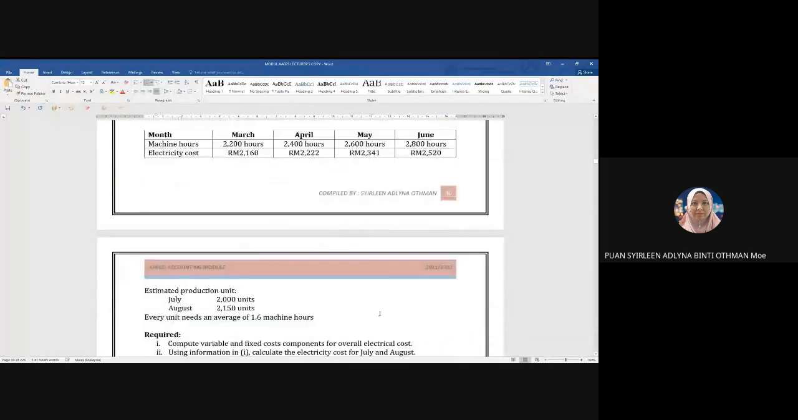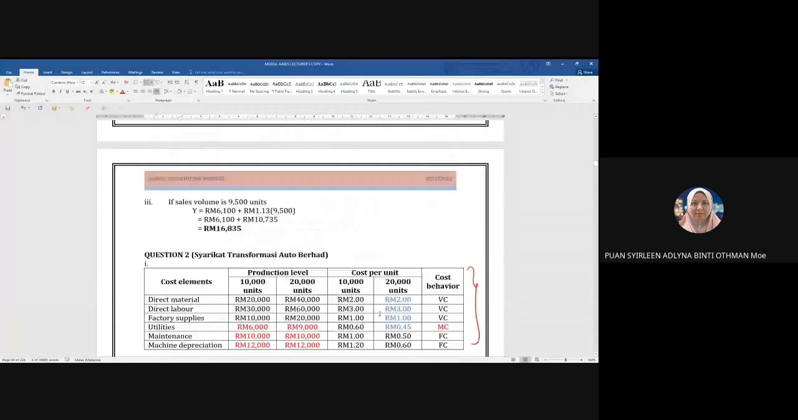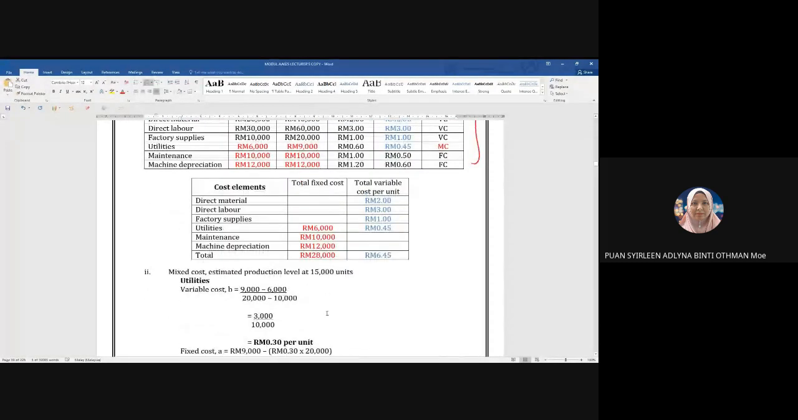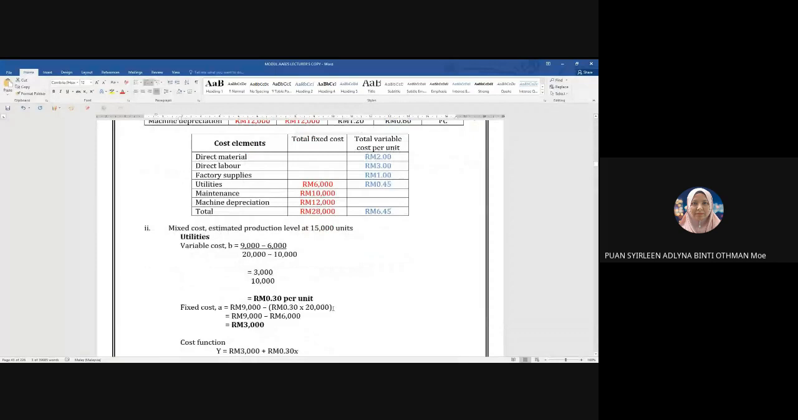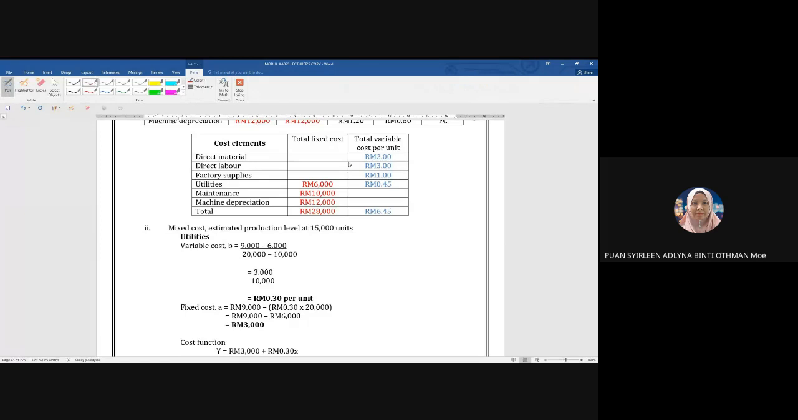Okay, so we go back to the answer. Alright. So now I need to segregate the utilities. So for utilities, the variable cost is 30 cents per unit. This one. Alright. And then for fixed cost, the amount is 3,000. Okay. This one, I just added it. It has nothing to do with the answer. But I did my own table just to be sure of my answers.